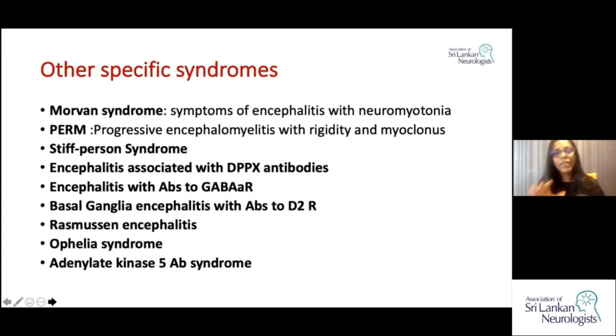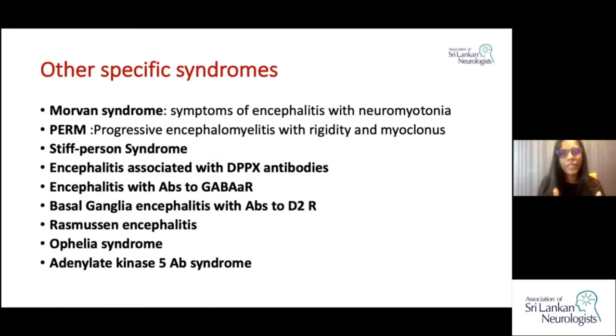Okay, so I think I mentioned the two main causes of autoimmune encephalitis, but the spectrum is wide. There are many syndromes which are described already. And as I mentioned, the number of syndromes which have been described every year is increasing the list. So what's important to know is they have common features.